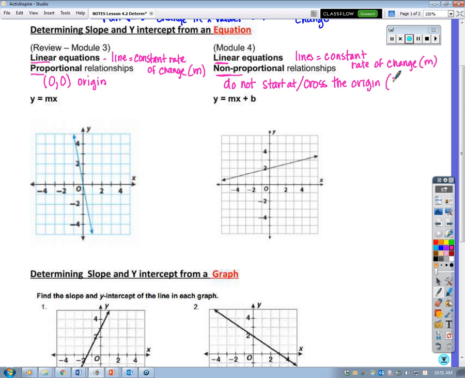And the origin is 0, 0. And remember, this is x and y values. And that's how we write ordered pairs, right?